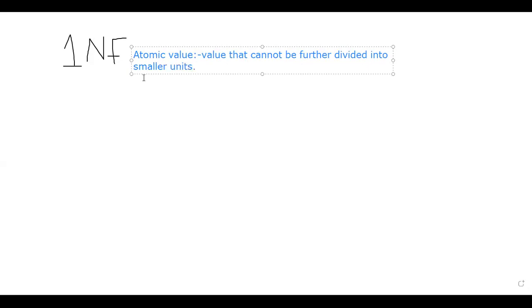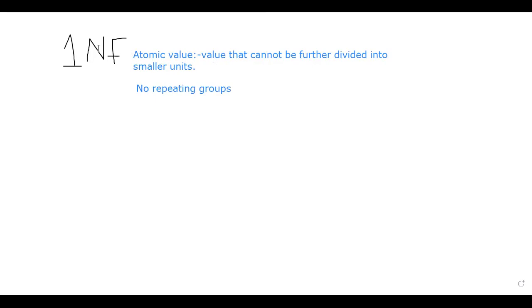If a table wants to be in first normal form, the first condition it must satisfy is that it must be in atomic value. The second condition is that it should not have repeating groups. If these two conditions are satisfied, we can say that a table is in first normal form.